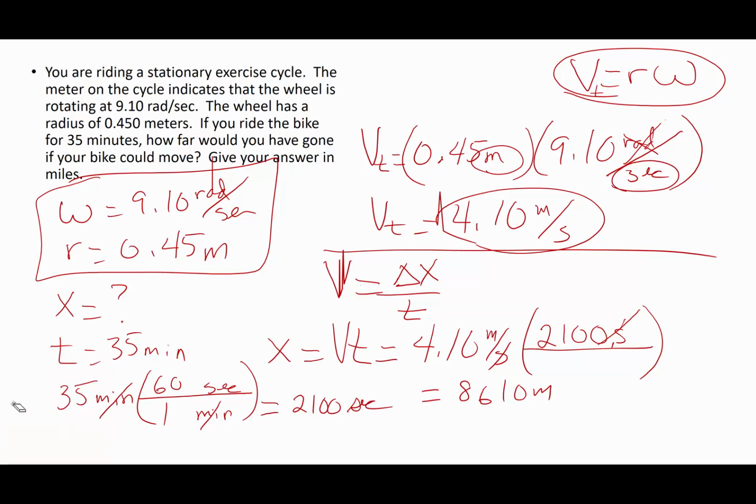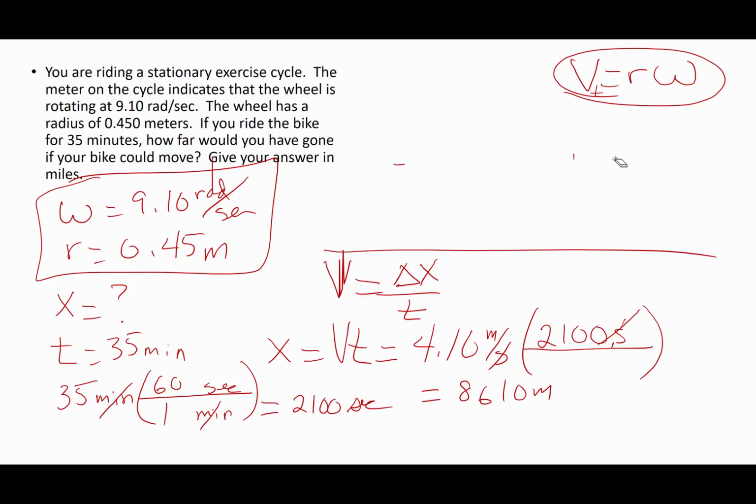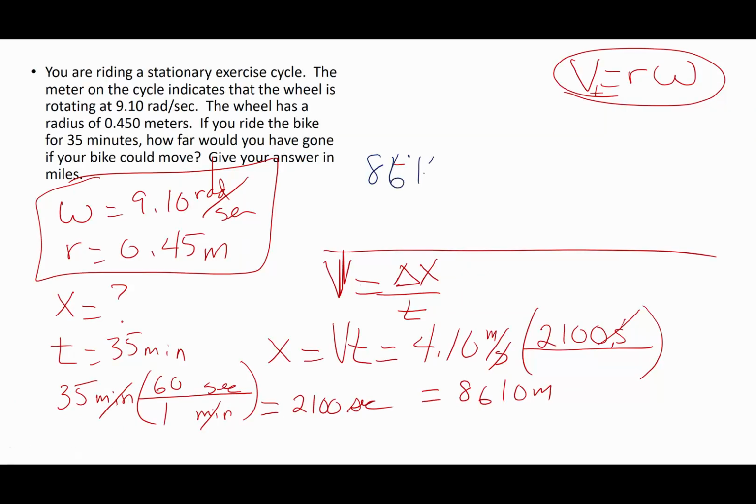Okay, we can do that. So let's get ourselves a wee bit of room up here and go back to my ink. 8,610 meters, and there are 1,609 meters in 1 mile. So if you've done this, how many miles have you actually gone? I got to pick up my calculator. 8610 divided by 1609, 5.35 miles. That's not too shabby.